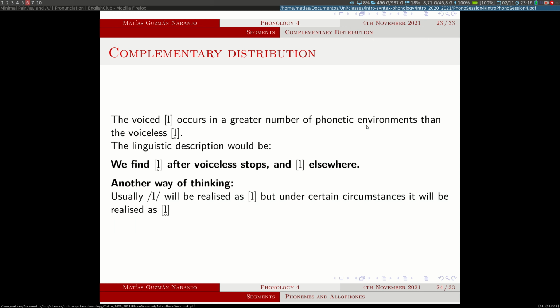In terms of description, it is often useful to look at which phoneme is most common or happens in the widest number of possible contexts and environments, and usually we build our descriptions based on that. So we can say that voiceless L happens after voiceless stops and a voiced L elsewhere. So we base our description around the most common form that happens in the elsewhere position. We describe the specific cases, and then everything else is the most common one.